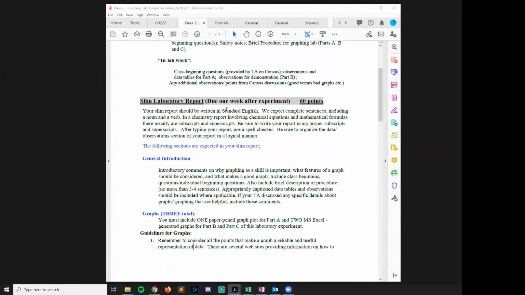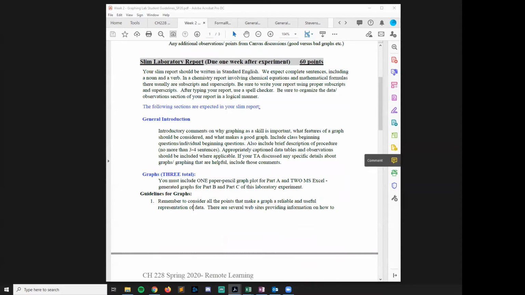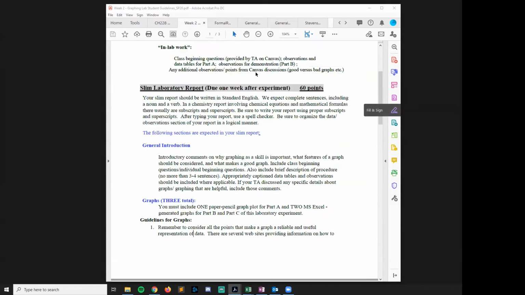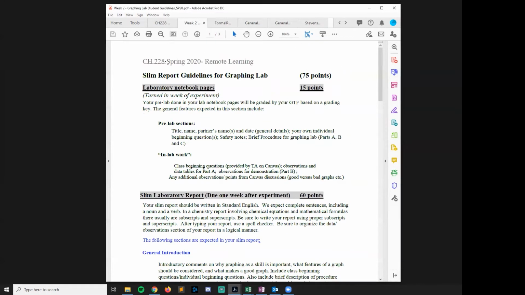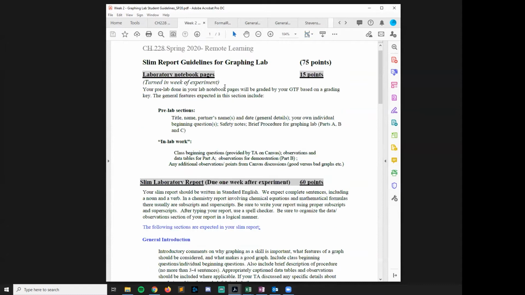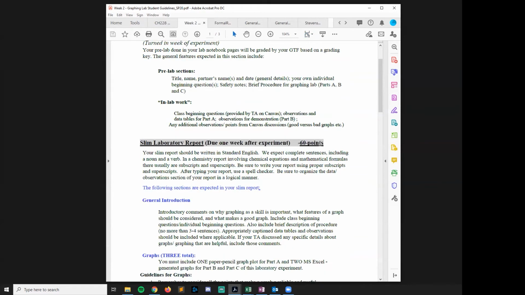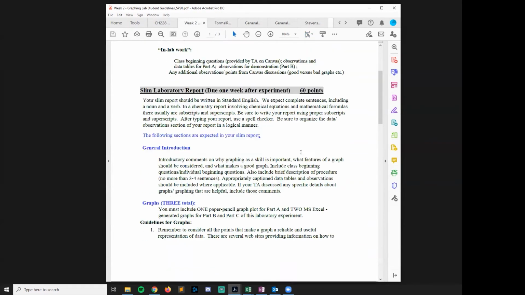Okay, so here's the actual slim lab report. This says 60 points. I don't know if this is up to date. It might be 50 points, it might be 60 points. If you'll notice, this says spring 2020. I think this is just posted there from last term, because my current rubric is 50 points. So I wouldn't pay too much attention to the point distribution here.